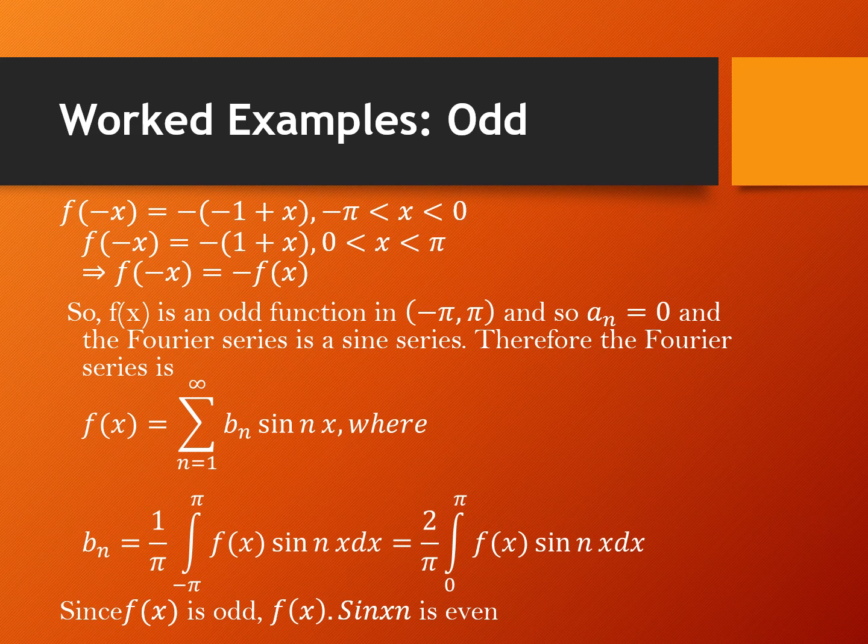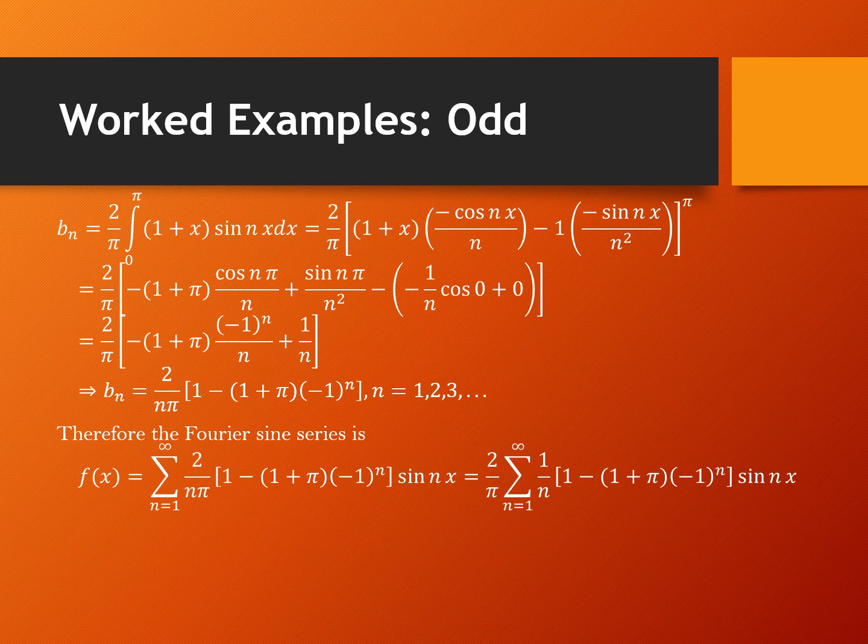Because we know that f(x) is an odd function and sin nx is also an odd function, the multiplication of two odd functions is an even function. So by using the integration property, we can say that the limit minus pi to pi can be replaced by the limit 0 to pi, and twice. Now, in this slide, we are finding the value of bn. It is just a hint for you. Calculate the value of bn and verify it with what is presented in this PPT.